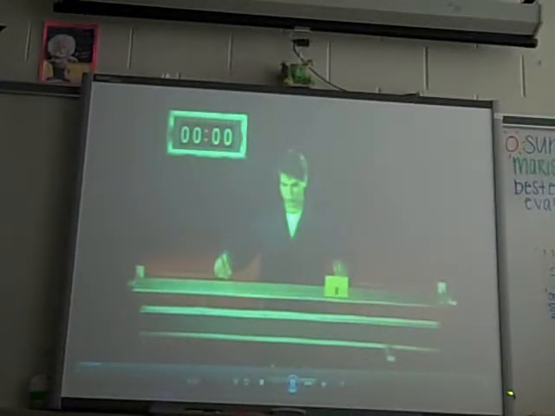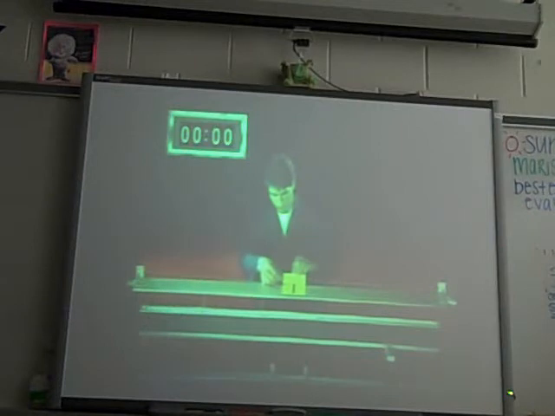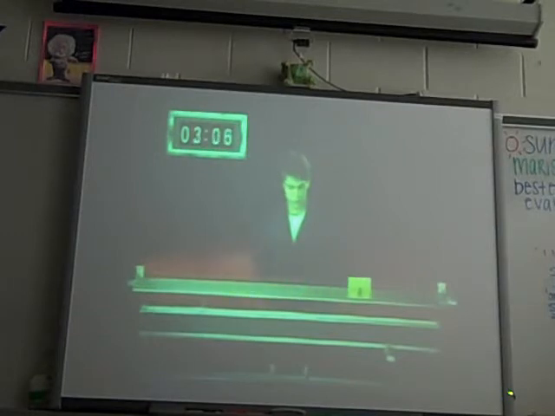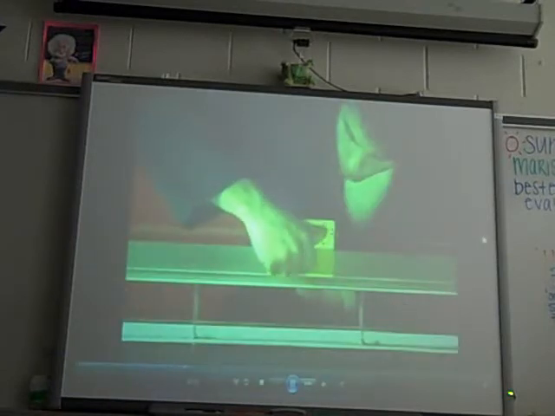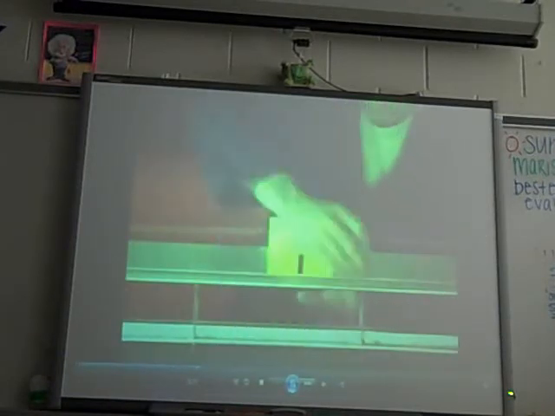We'll use this glider floating on a cushion of air and these springs to investigate simple harmonic motion. If a spring is attached to each end of a glider, the glider will oscillate back and forth on the track. What will happen to the period of oscillation if we double the mass of the glider?